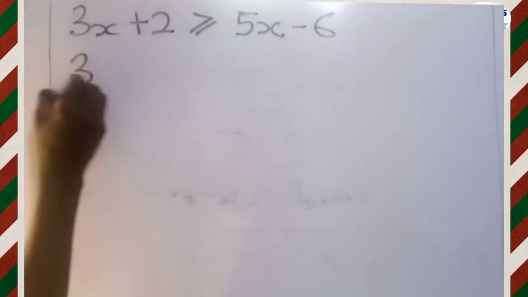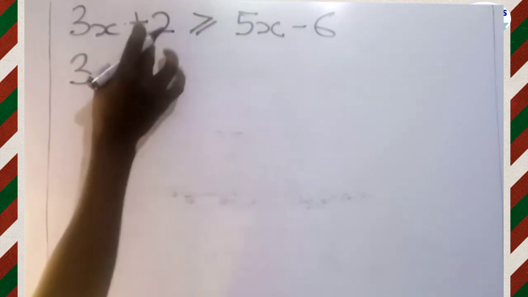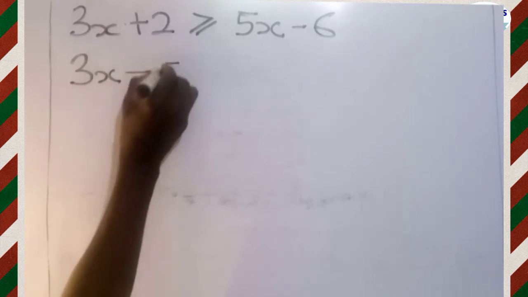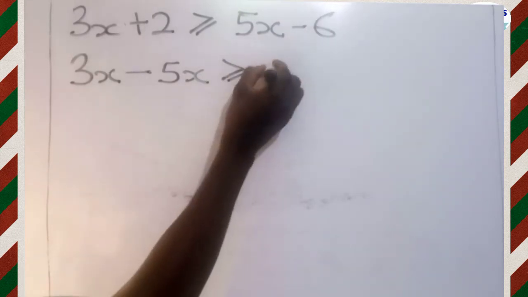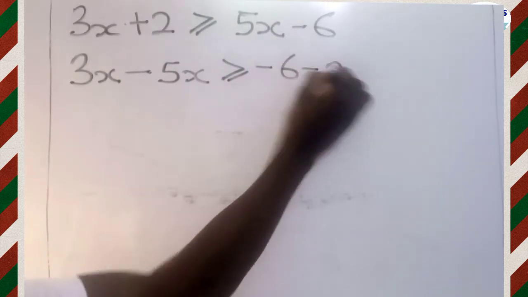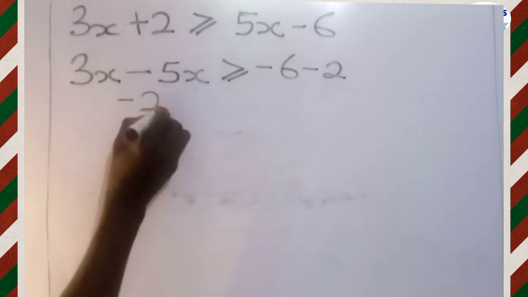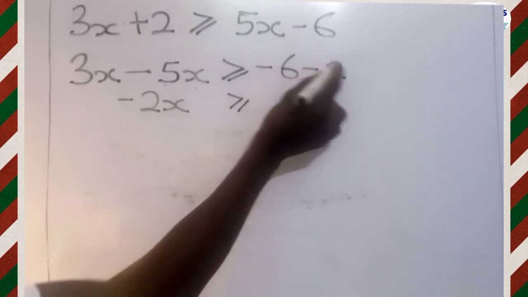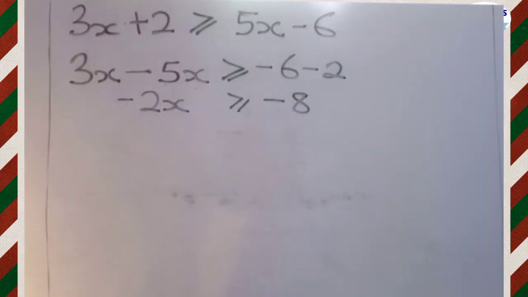So I take 3x, I write it. Now I have 5x here. I'm sending it from the right hand side to the left. It is positive, so when it comes here, it will be negative. So I have negative 5x, greater than or equal to, and I came to meet negative 6 here. Now I want to send the positive 2 to this side. It will be negative 2. Now 3x minus 5x gives us negative 2x, greater than or equal to negative 6 minus 2, which gives us negative 8.